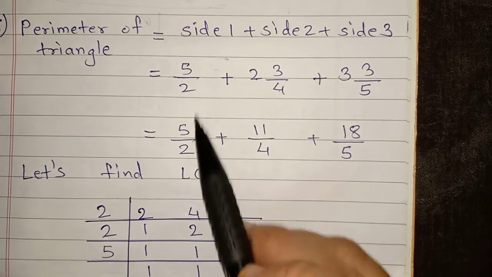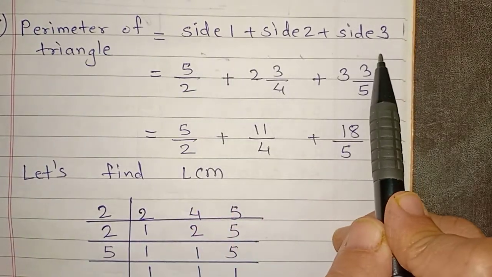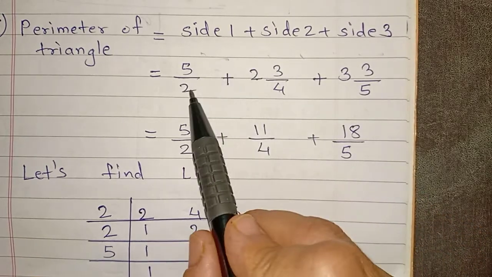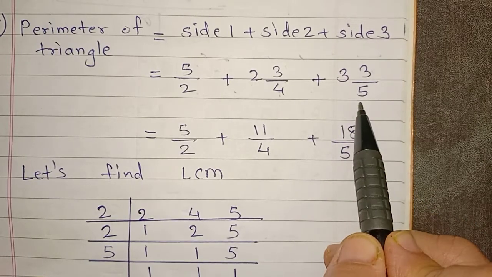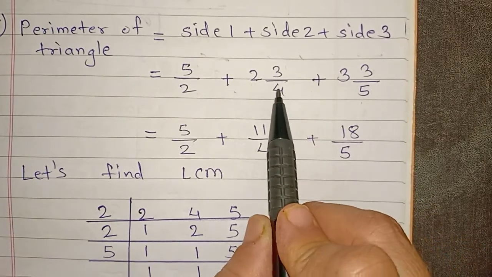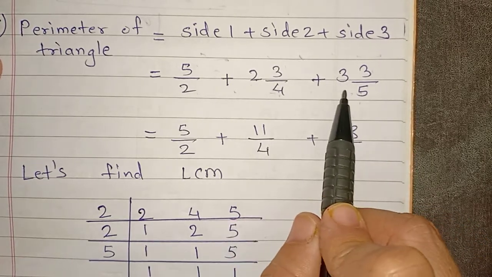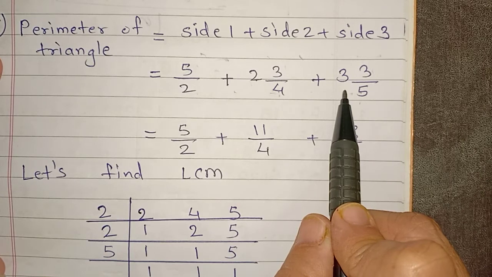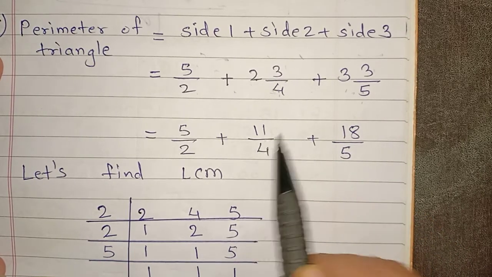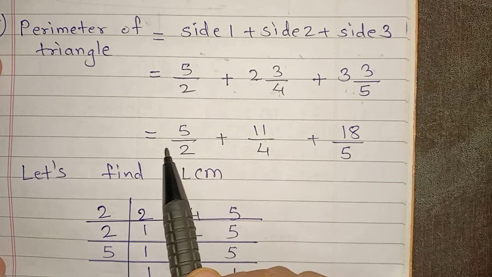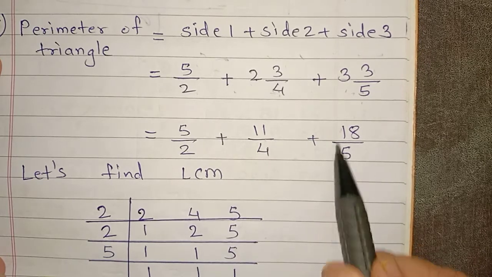Perimeter of triangle is equal to side 1 plus side 2 plus side 3. That means addition of all the sides. My sides are 5 by 2 plus 2 3 by 4 plus 3 3 by 5. Now you must have noticed that these two are mixed fractions, so let's convert them into improper fractions. Just now I showed you how to convert a mixed fraction into an improper fraction in the previous sum. After converting them, I got the sides as 5 by 2 plus 11 by 4 plus 18 by 5.